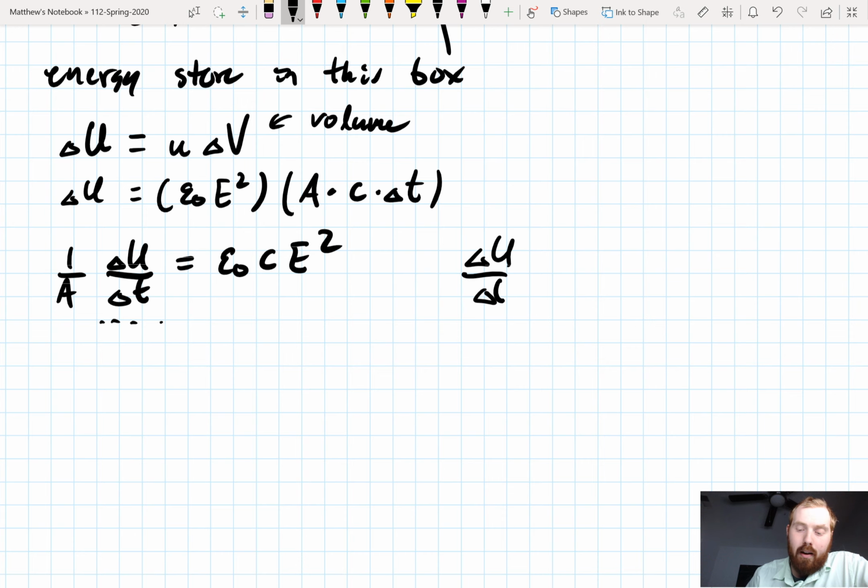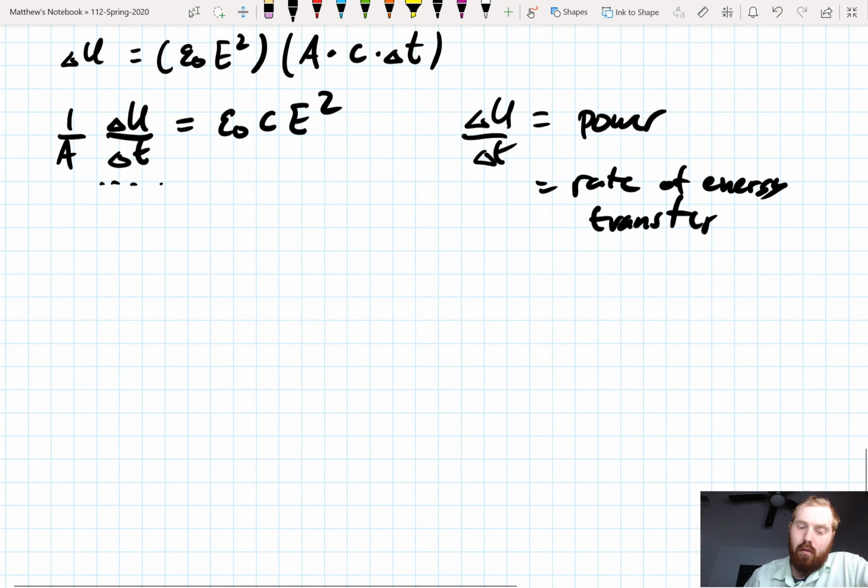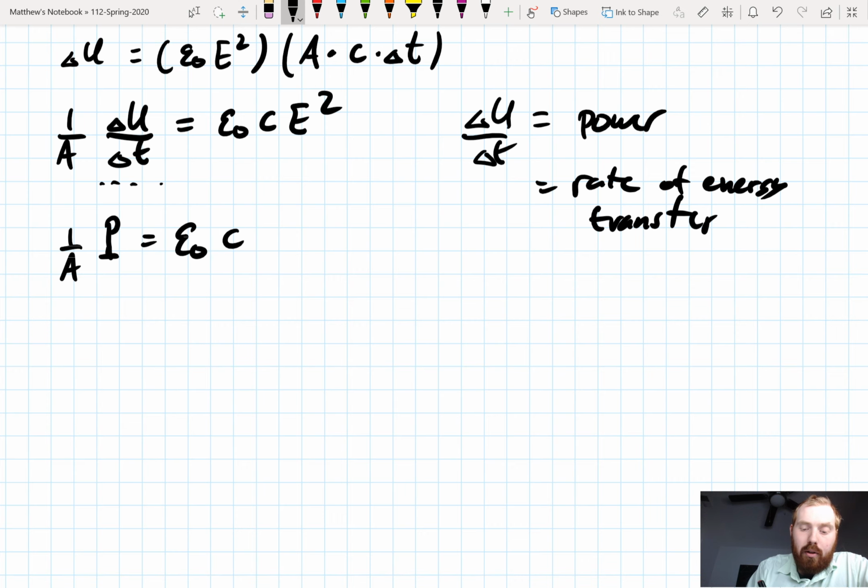All right, analysis time. Delta U over delta T, that's power. That's the rate of energy transfer. How quickly does that light move energy? So I can now write this as 1 over A, the power is equal to epsilon naught C electric field squared.